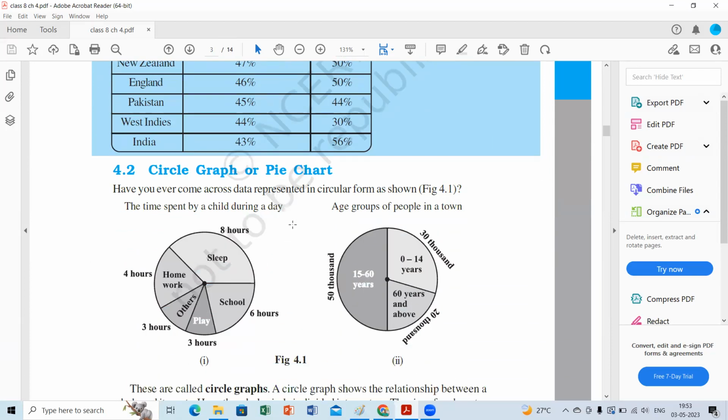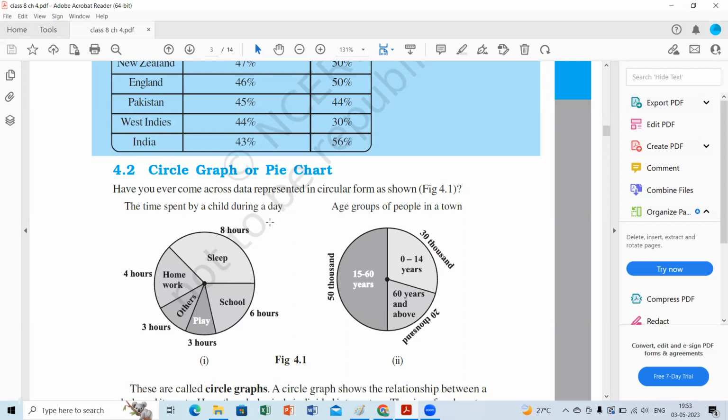And coming to the next part of representing data, the circular graph or pie chart. Very important, children. Definitely, I'm sure you will get a case-based question in your examination, particularly in this chapter; they will prefer to give the question.